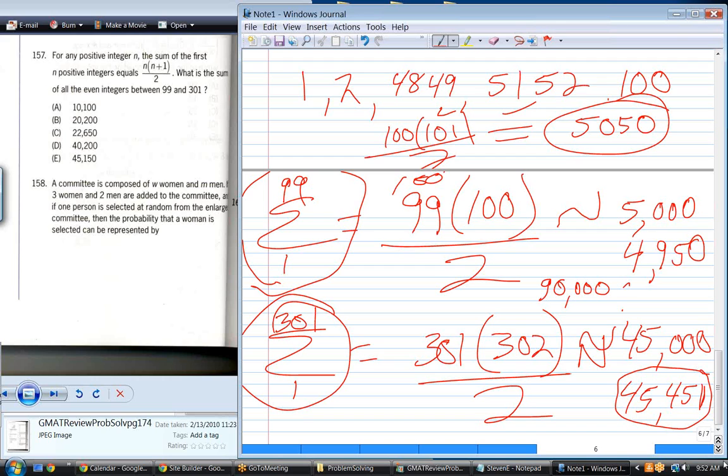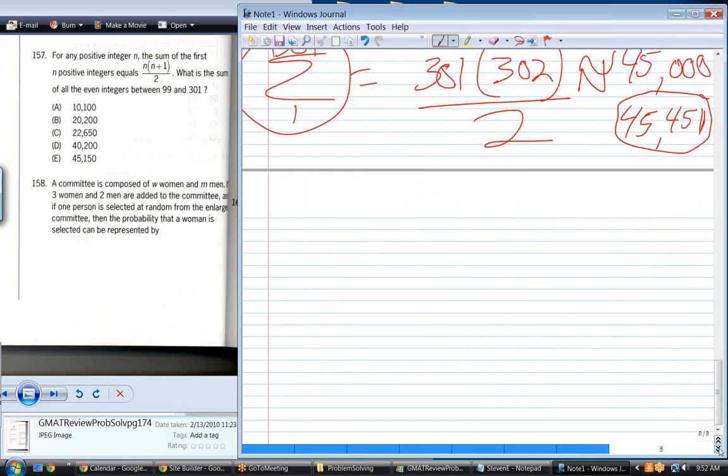Okay. Let's say, what's the sum of the first 10 integers? 10 is n. So the sum of the first 10 integers would be 10 times 10 plus 1, divided by 2. So whatever n is, you just plug it in there, and that's the sum of the first 99 integers. In this case, they ask, what is the sum of 99 and 301? But obviously it's between, so we know it's two steps, so it's 99.